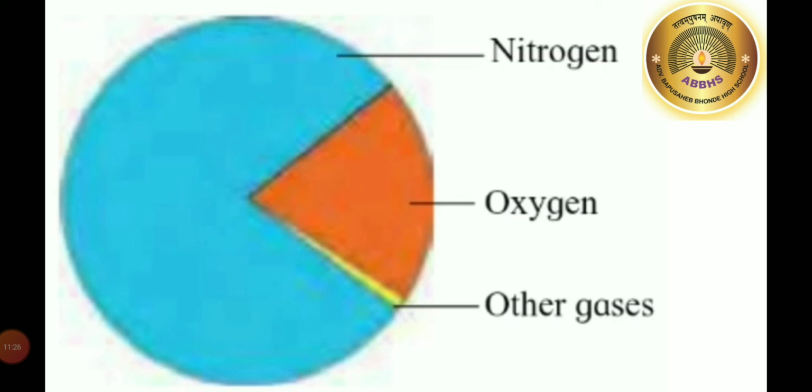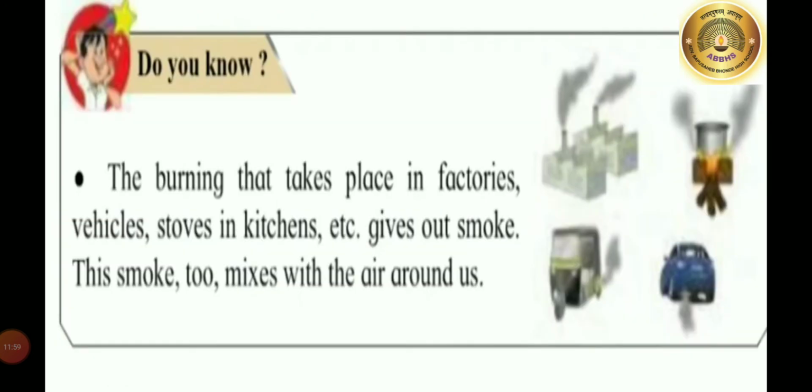Now, if we draw a circle to represent air, then the quantity of each gas in the mixture will be as shown alongside. Yes? Understood? There is nitrogen, oxygen. In yellow color, there are other gases. So, students, air is a mixture of all these types of gases. Get it? Now, here from our textbook, page number 59, there is a do you know?